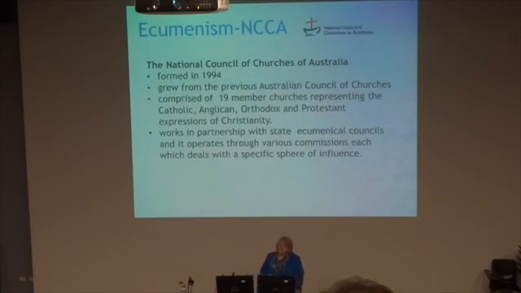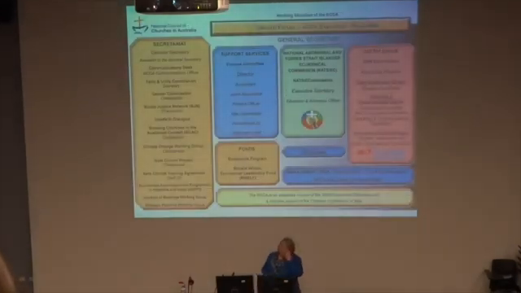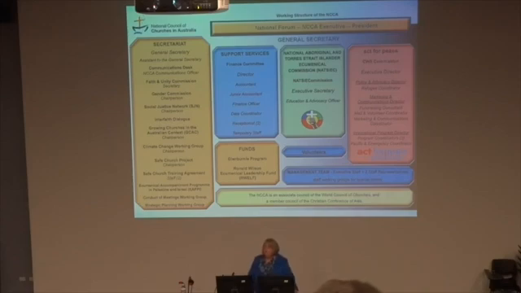The NCCA, formed after the New South Wales Ecumenical Council in 1994, has 19 member churches. One of them is the Catholic Church. The Catholic Church is not a member of the New South Wales Ecumenical Council, but it does work in partnership with the state body. So it's the peak body for ecumenical activity in Australia. And this slide, which you won't be able to read, but I put it up because you need to go to the NCCA website if you haven't seen it. This summarises everything they do. So this is just a slide off their page.